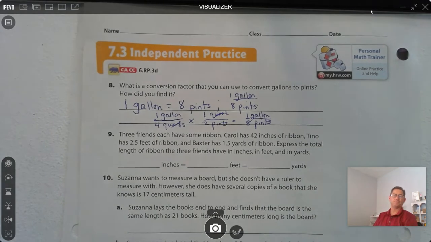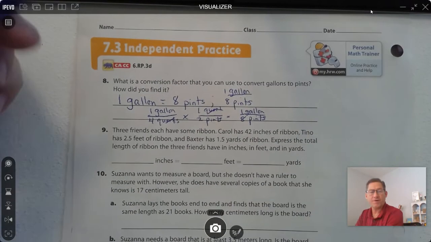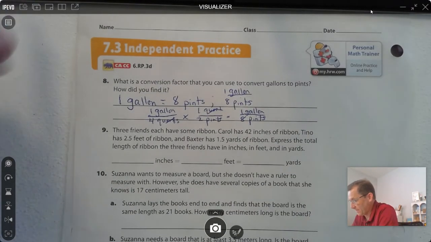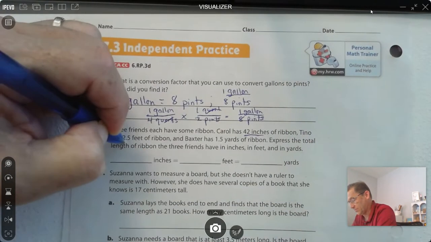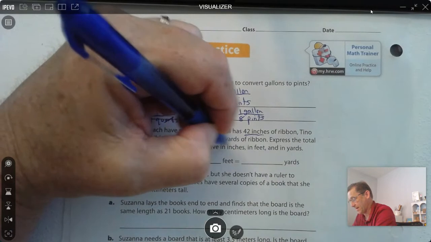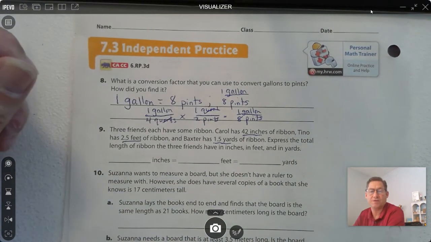Okay, all right. So number 9, 3 friends each have some ribbon. Carol has 42 inches of ribbon. Tino has 2.5 feet of ribbon, and Baxter has 1.5 yards of ribbon. Express the total length of ribbon the 3 friends have in inches, in feet, and in yards.